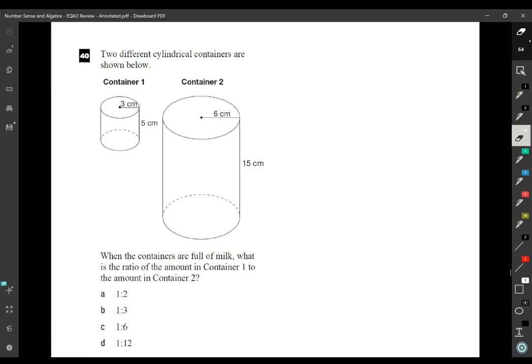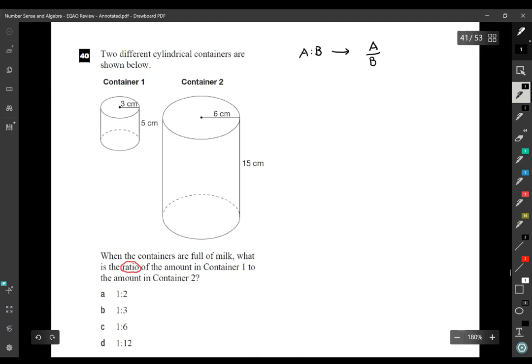Well, if we assume that the milk is filled up to the top of the containers, then to get the volume of milk, we simply have to calculate the volume of the containers. And just to refresh your memory, a ratio is simply a comparison of 2 quantities. A ratio can be written as A to B, or it could be written as A over B. Those are both different ways we can write a ratio. So essentially we have to calculate the volumes.